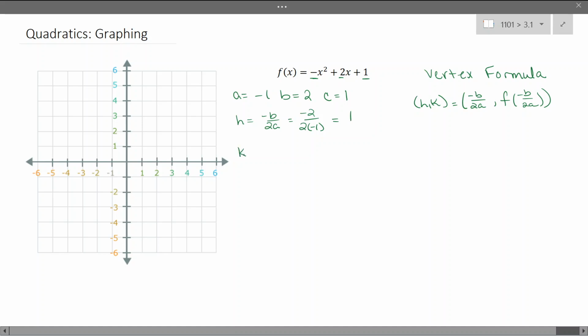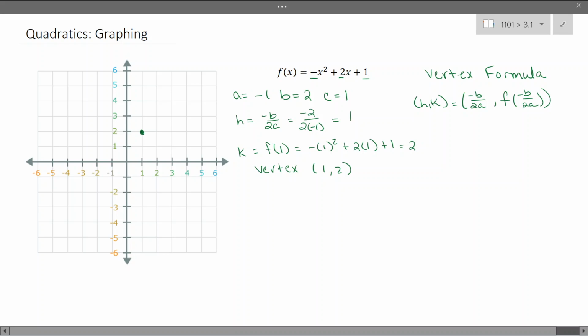To find k, we plug our h into our function, so we'll have f of 1. So we're going to have negative 1 squared plus 2 times 1 plus 1, which gives us 2. So our vertex is the point 1, 2. So let's go ahead and plot our vertex. So it's at x equals 1, y equals 2, so it's right there.